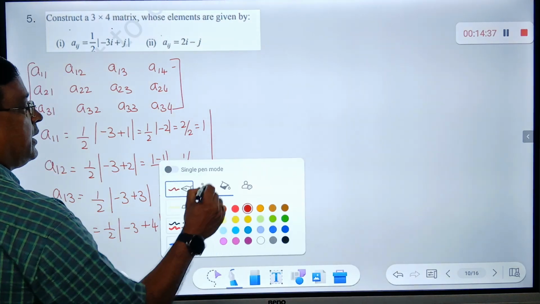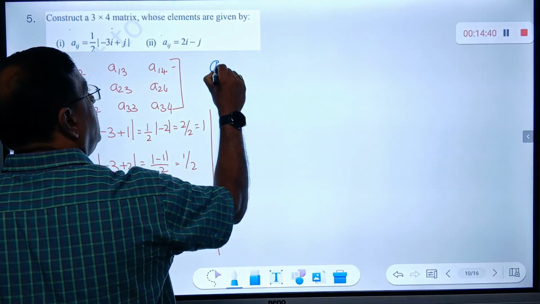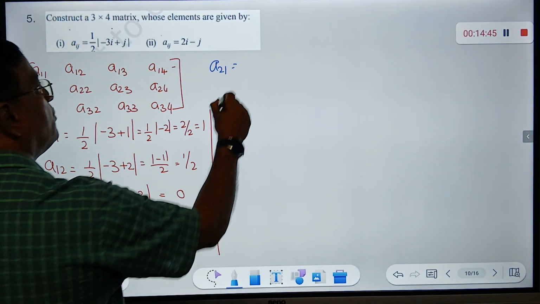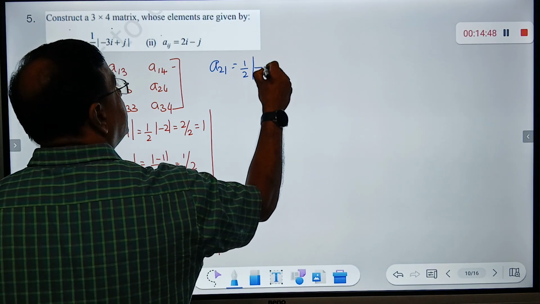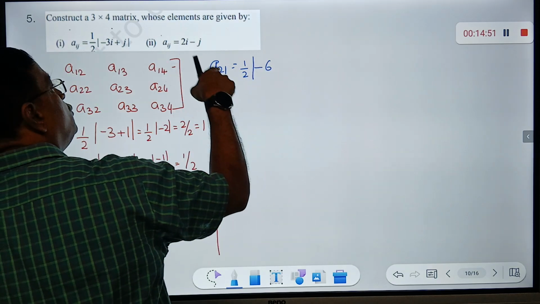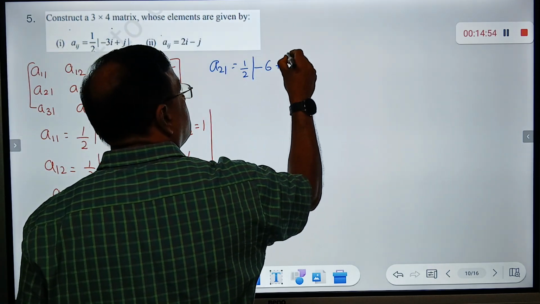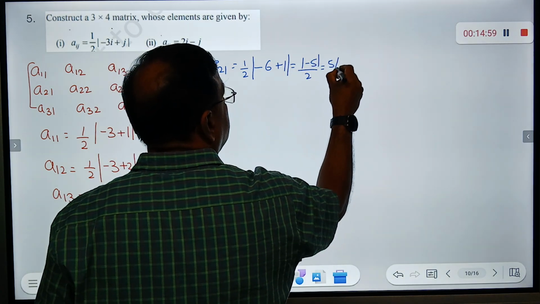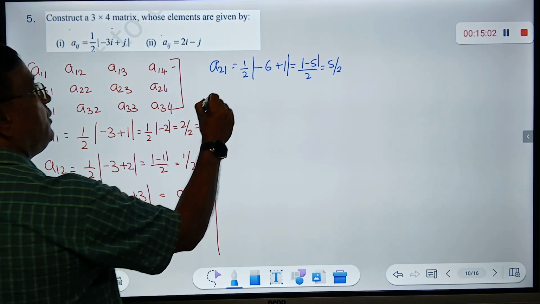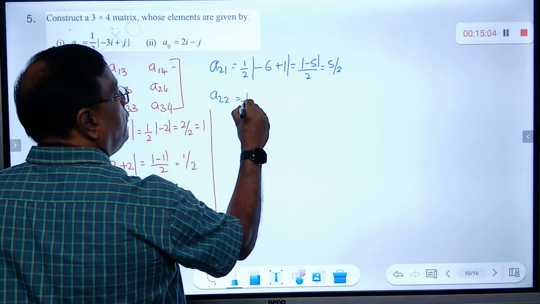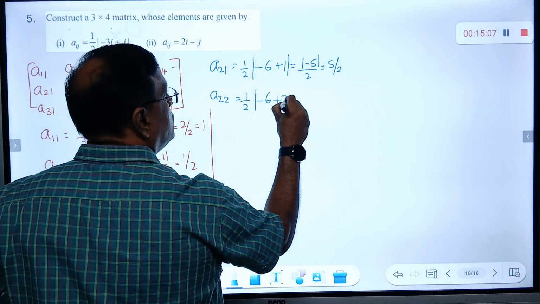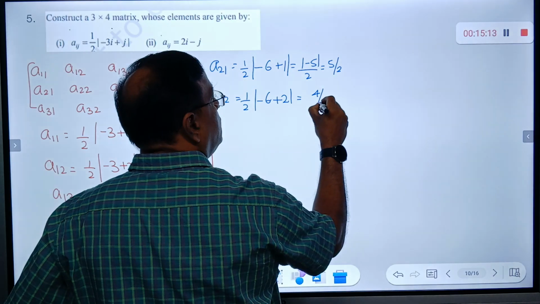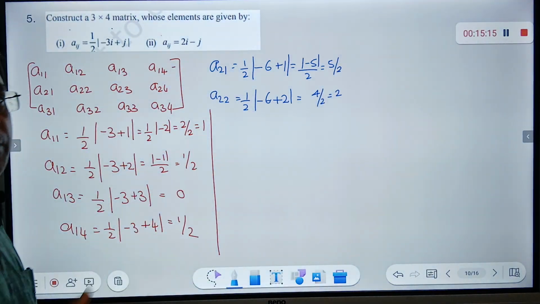Now let's go to the second row. A21. What is meant by A21? Second row, first column. So it is half of minus 6. Why minus 6? Minus 3 into 2 is minus 6. And J is 1. So what do you get? Modulus of minus 5 by 2. Modulus of minus 5 is 5 by 2. Now what is A22? Half of minus 6 plus 2. Minus 6 plus 2, which is 4 by 2, which is same as 2. Because modulus of minus 4 is 4.